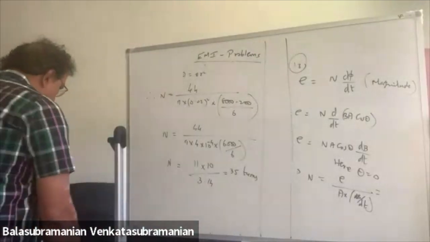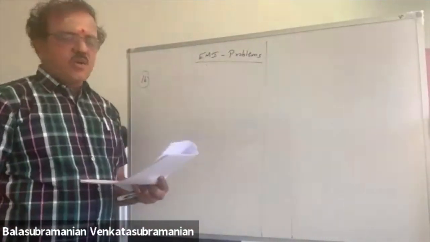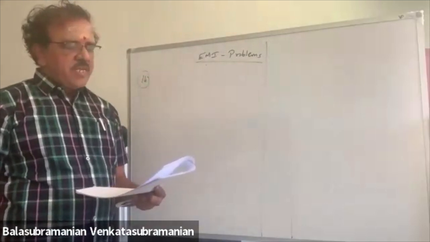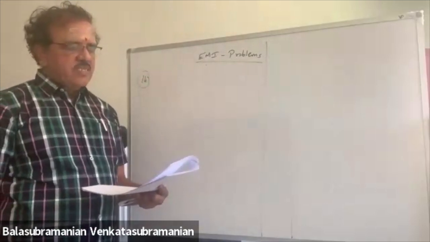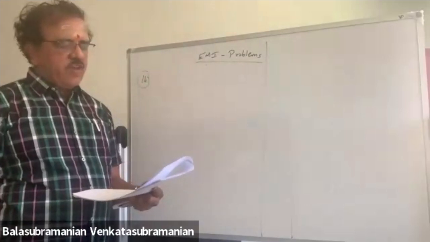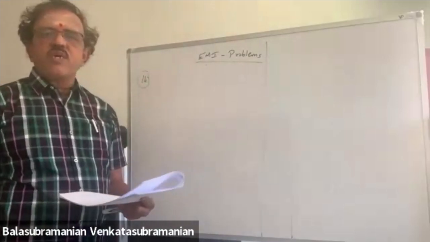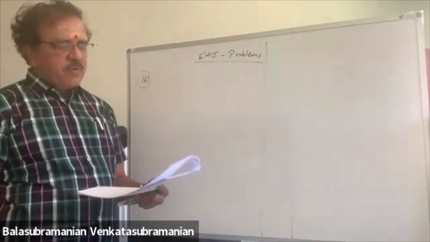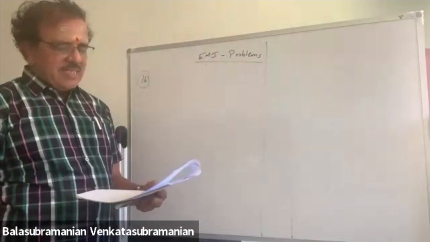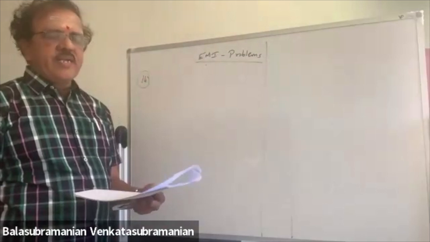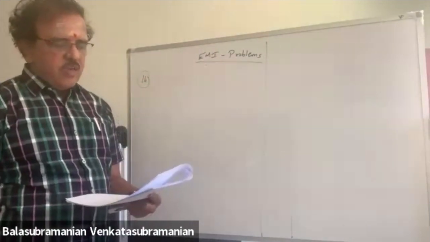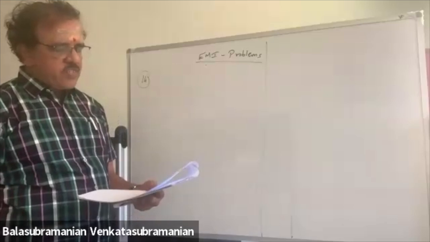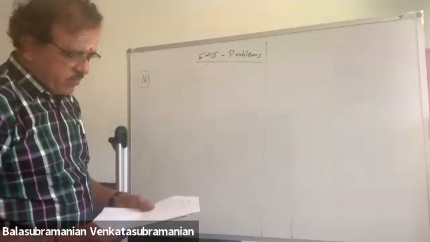Okay, question number 14. A rectangular coil of area 6 centimeter square having 3500 turns is kept in a uniform magnetic field of 0.4 Tesla. Initially, the plane of the coil is perpendicular to the field and then rotated through 180 degree. If R is equal to 35 ohms, find the amount of charge flowing through the coil.